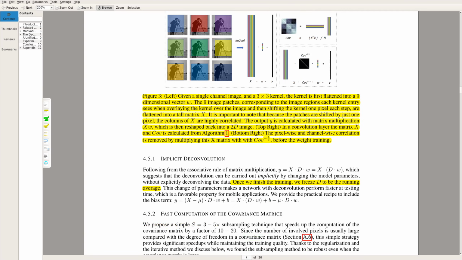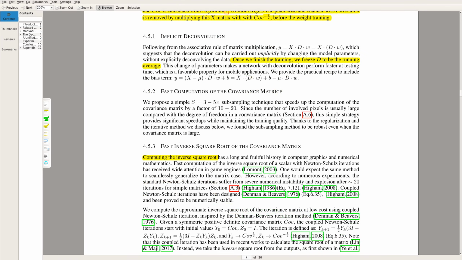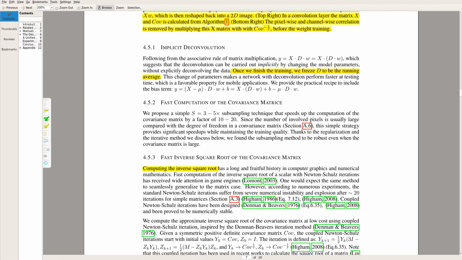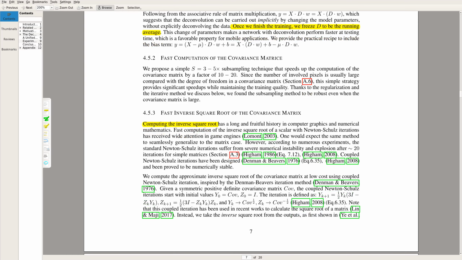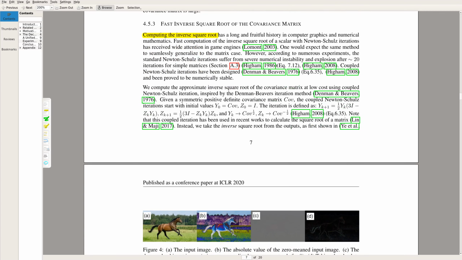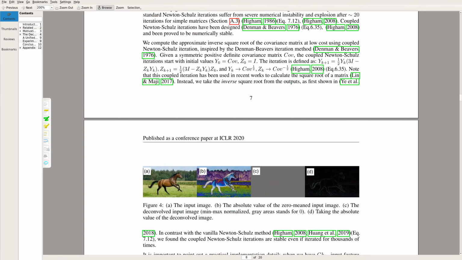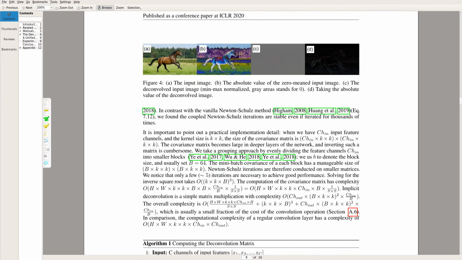And of course, this is something that you do during training, but after training, they freeze this deconvolution matrix to be a running average, and then, of course, they need to do that to have faster prediction. They have this section on how to calculate the inverse square root of the covariance matrix in a fast, approximate way, and they describe it here. I'm not going to go through it.